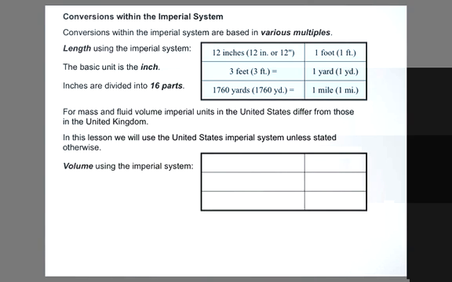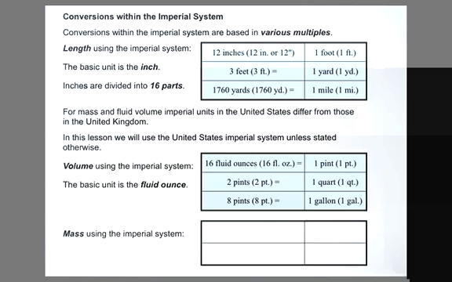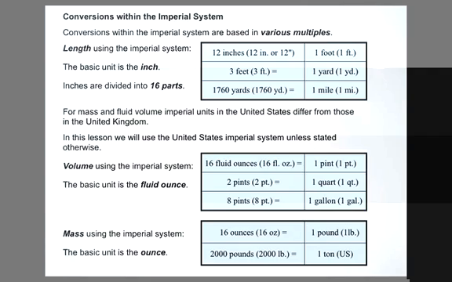For volume using the imperial system, the basic unit is the fluid ounce. There are 16 fluid ounces in 1 pint. There are 2 pints in 1 quart, and there are 8 pints in 1 gallon. For mass measured using the imperial system, the basic unit is the ounce. There are 16 ounces in 1 pound, and there are 2,000 pounds in 1 ton.